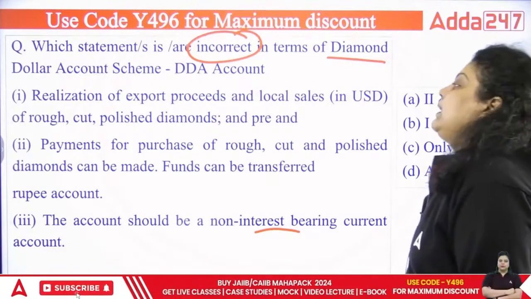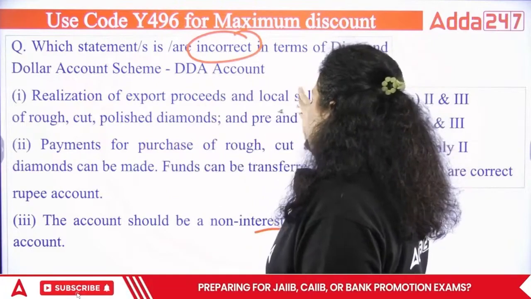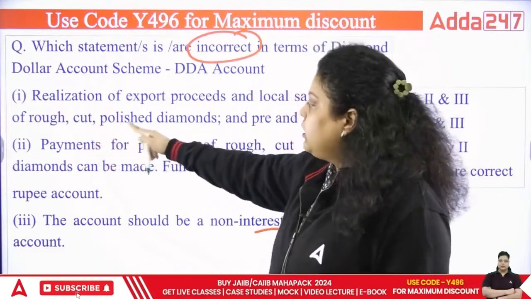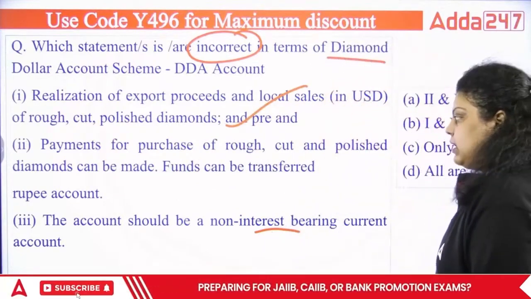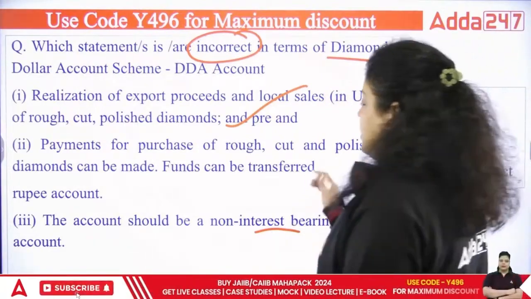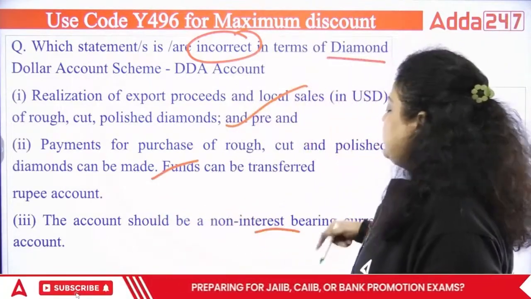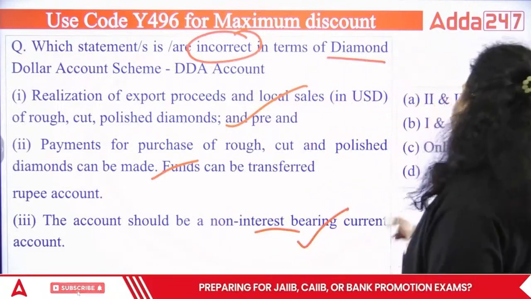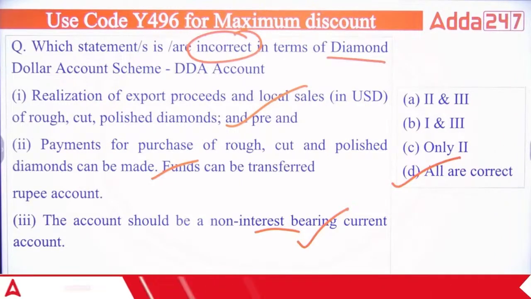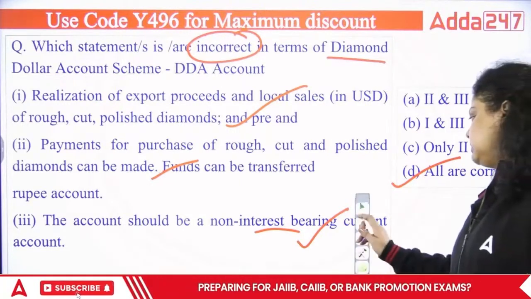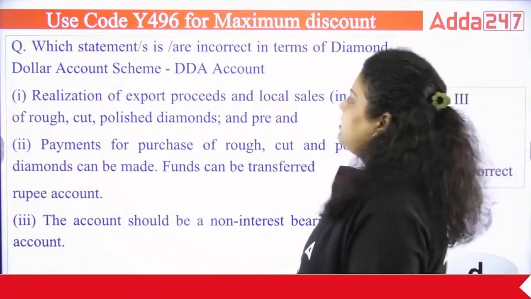So first of all, in the Diamond Dollar Account, realization of export proceeds and local sales in US dollar of your rough, cut and polished diamonds are allowed. So this is true. Second is saying payment for purchase of rough, cut and polished diamonds can be made, funds can be transferred from the rupee account. This is also true in the DD account. The account should be a non-interest bearing current account. This is also true. It means the right answer will be all are correct. None of these statements are incorrect. All are correct statements regarding the DDA account scheme. So the right answer will be D. Do remember what DDA is? It's a Diamond Dollar Account.